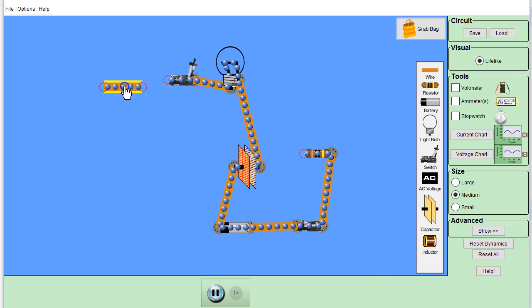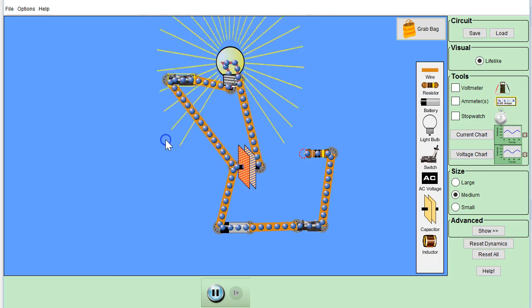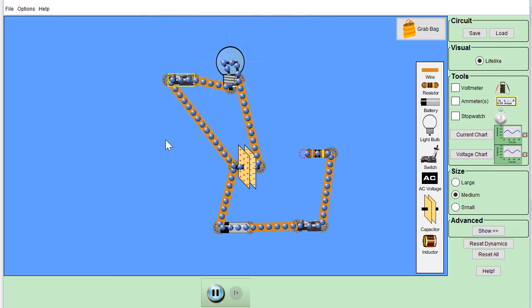And another wire. So now I've got a loop here. And when I close that circuit, I can discharge that capacitor through the lamp. And did you notice at first it was very bright, and then it became less bright.